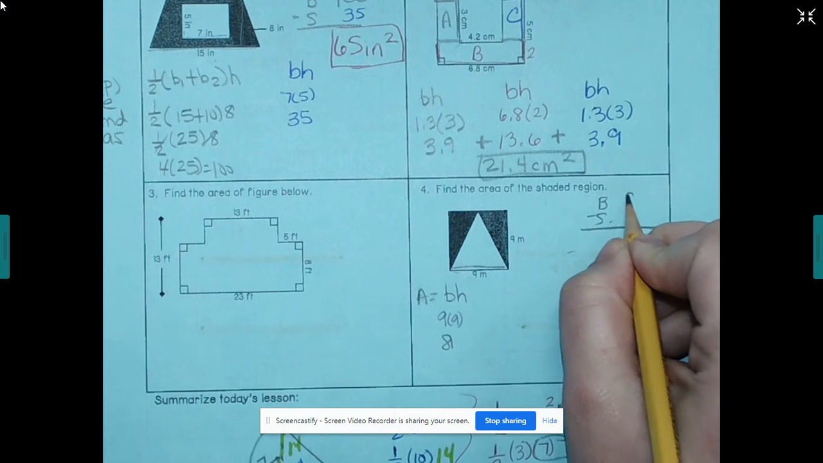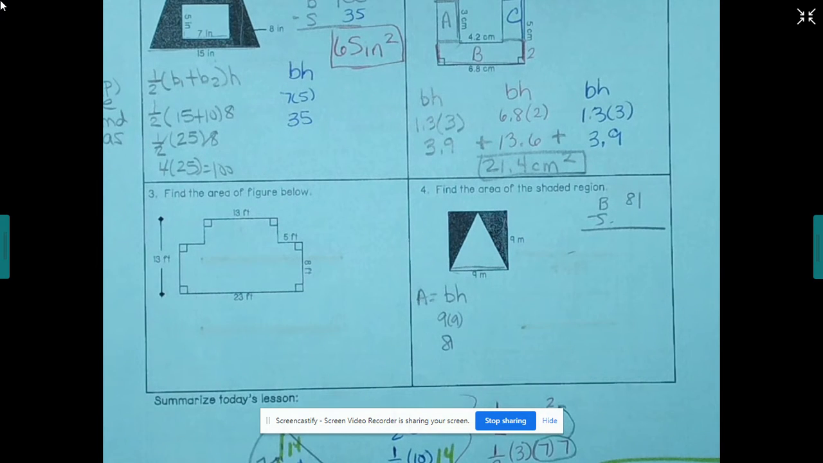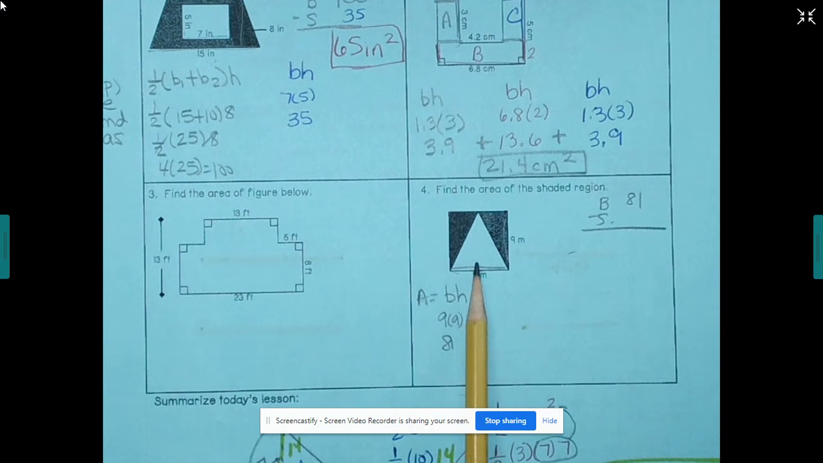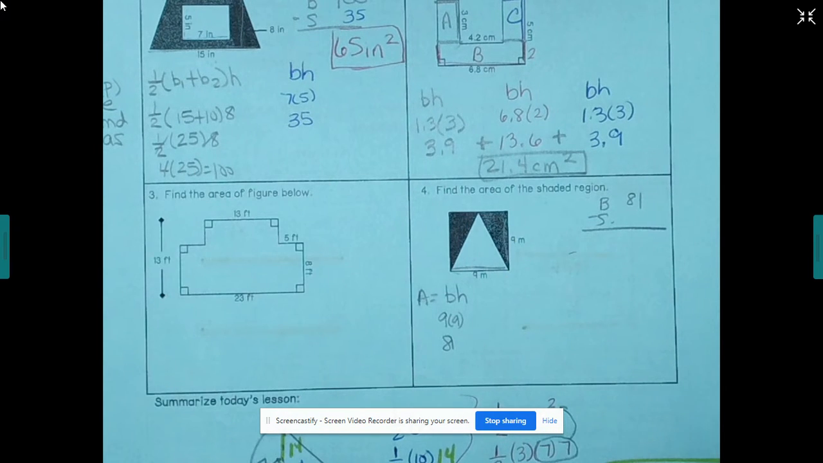Okay, so my square is 81. Now I want to take away those two triangles. So I want to figure out the two triangles. Yes, you can do the two triangles and add them, but it's easier just to do the white triangle and take it away because I want just the shaded, okay?